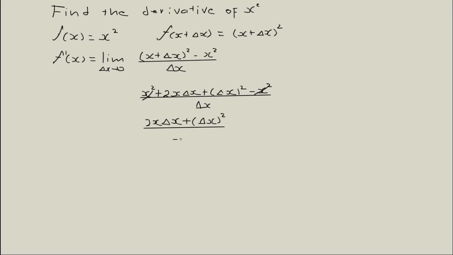And look, we have a common factor in the numerator, delta x. We can factor that out to get delta x that multiplies 2x plus delta x, all divided by delta x. And we finally can cancel delta x in the denominator with the one in the numerator. And all we have left now is the limit as delta x approaches 0 of 2x plus delta x. And now by limit properties, that's just 2x plus 0, which is 2x.